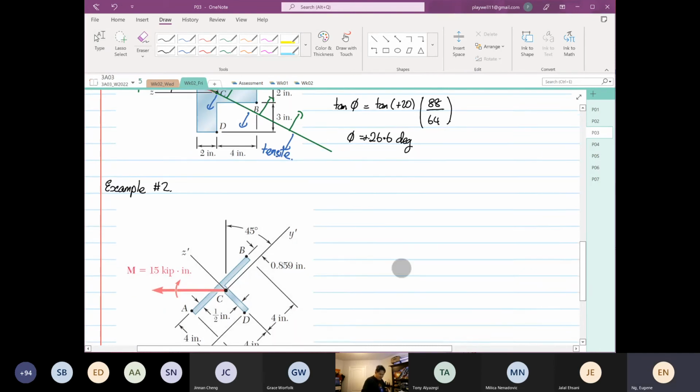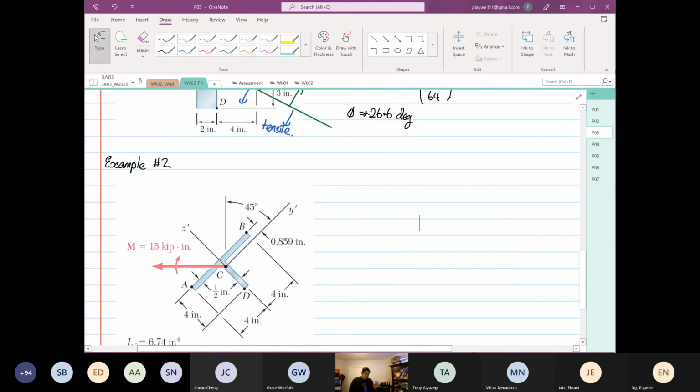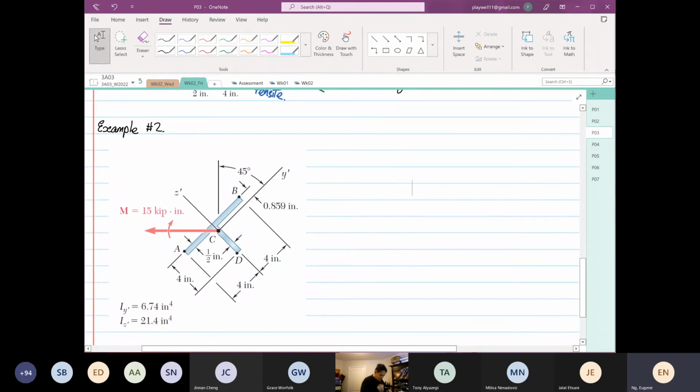Okay, so this is where things get a bit confusing. But I'm going to unconfuse you. For this question over here, it's pretty straightforward. We're going to find the orientation of the neutral axis.